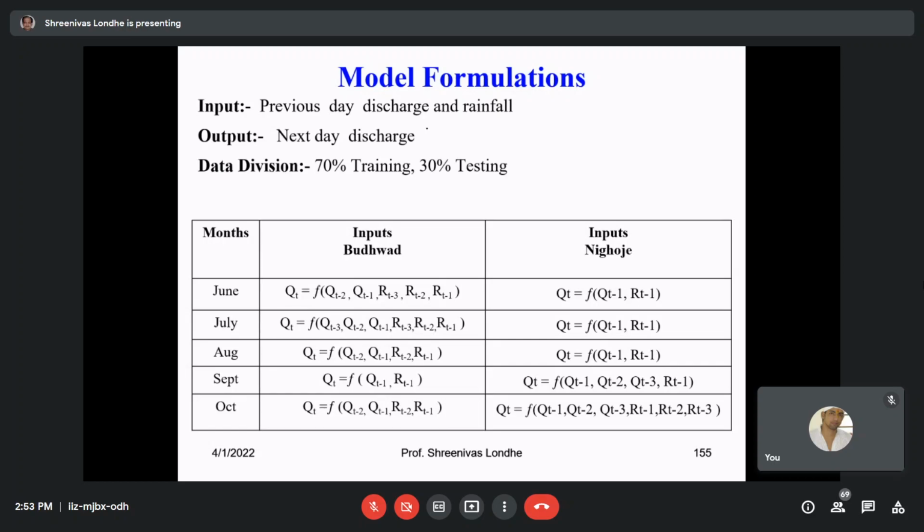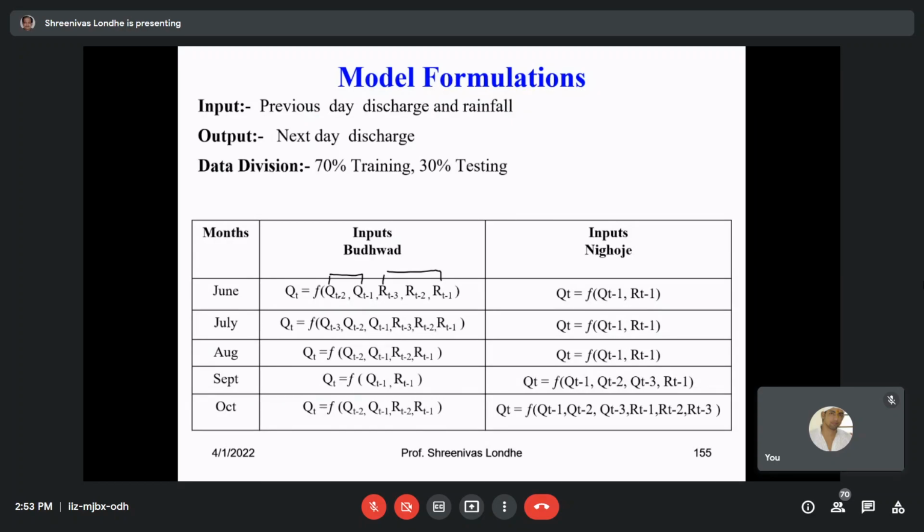Previous day discharge and rainfall, and output next day discharge. You can see here, this is done again by using the cross and autocorrelation, because you want to find out discharge. So discharge, it will be auto, and rainfall to discharge, it is cross. I hope now you are understanding these things.